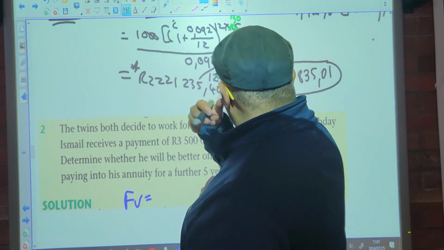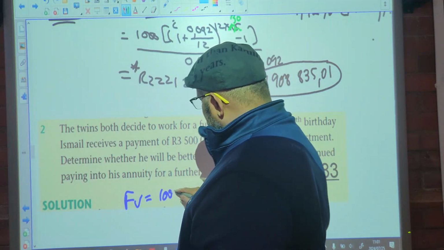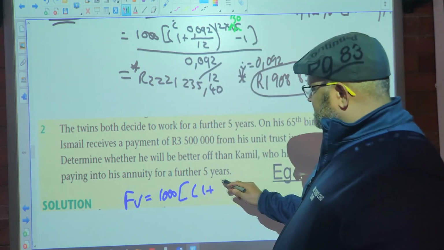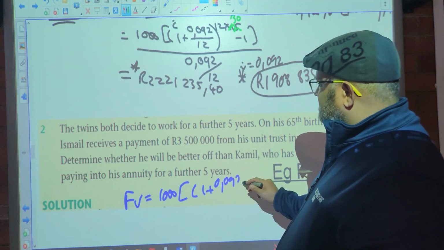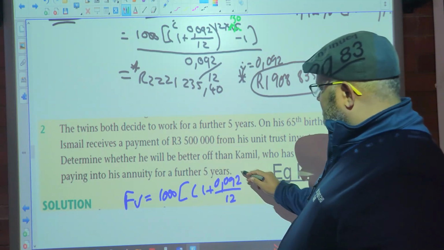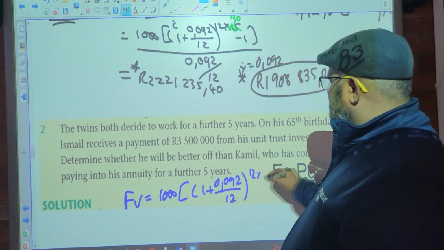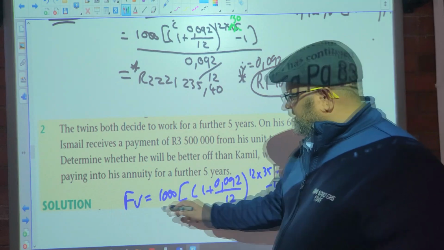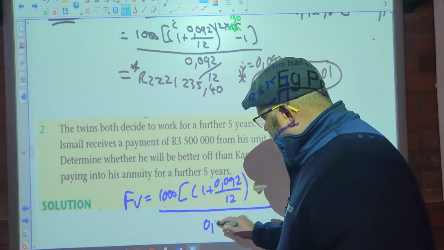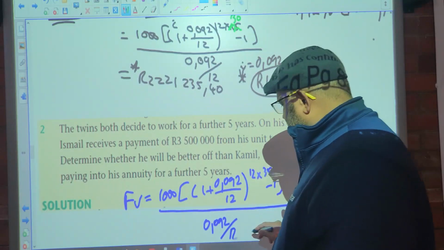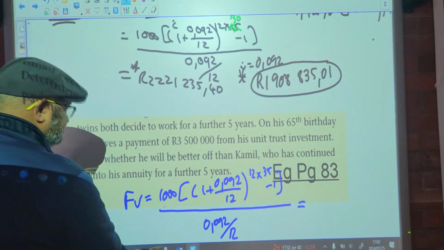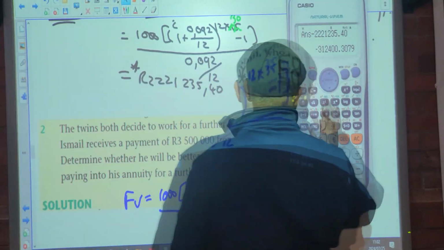It's going to be 1,000 Rand into 1 plus 0.092 over 12 to the exponent 12 times. Now instead of 30, I'm going to have 35 minus 1. And this is all over 0.092 over 12. All right. So that would simply give us.